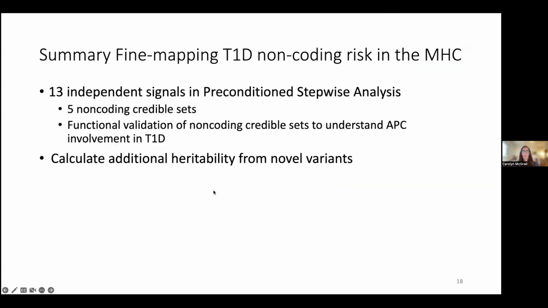And so overall, we do find these 13 independent signals using this preconditional analysis, 5 of which appear to be non-coding, and most of these also fall within ATAC peaks for antigen presenting cells. So now we plan to functionally validate these and then also calculate any additional heritability from the novel risk variants.